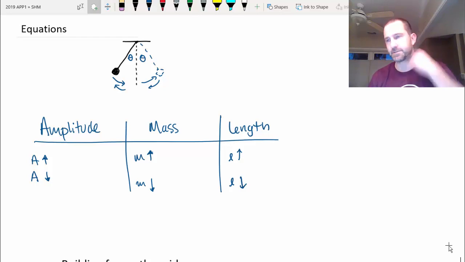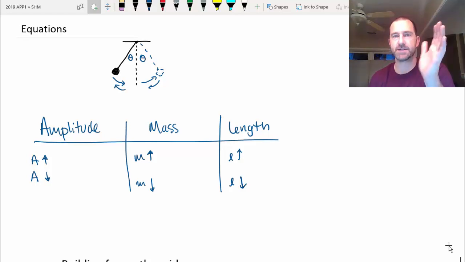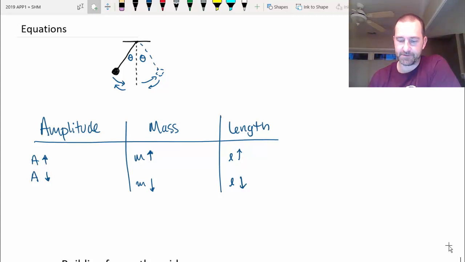So the angular displacement on either side of vertical should be the same. At least that's what you're supposed to see. If there's some friction in there, if it's a little sticky because you have it too close to the wall, it might not be perfect. But what we wanted to take a look at was what variables actually affected the period.